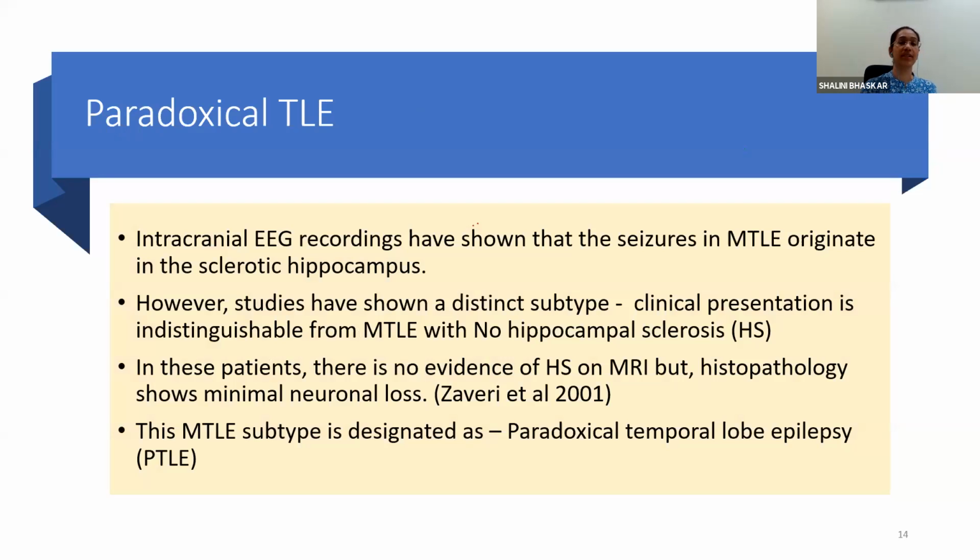Now we move on to paradoxical epilepsy. Intracranial EEG recordings have shown that seizures in MTLE originate in the sclerotic hippocampus. However, studies have shown a distinct subtype. Clinical presentation is indistinguishable from MTLE with hippocampal sclerosis. In these patients, there is no evidence of hippocampal sclerosis on MRI, but the histopathology shows minimal neuronal loss. This MTLE subtype is designated as paradoxical temporal lobe epilepsy.